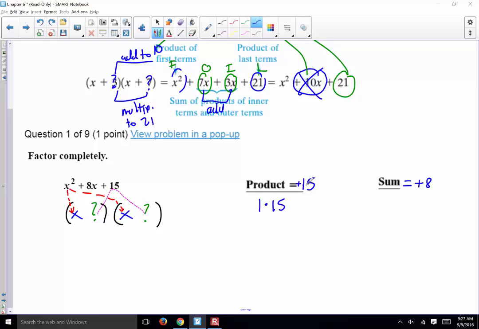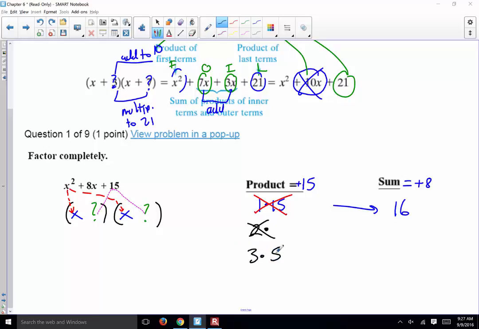1 and 15 makes 15, right? But when you add 1 and 15, do they make 8? What does it make? Positive 16. So this is wrong. So skip the next one. How about 2? I'm increasing slowly. Can you make 2 times something into 15? Does 2 divide 15? No. So we skip 2. How about 3?